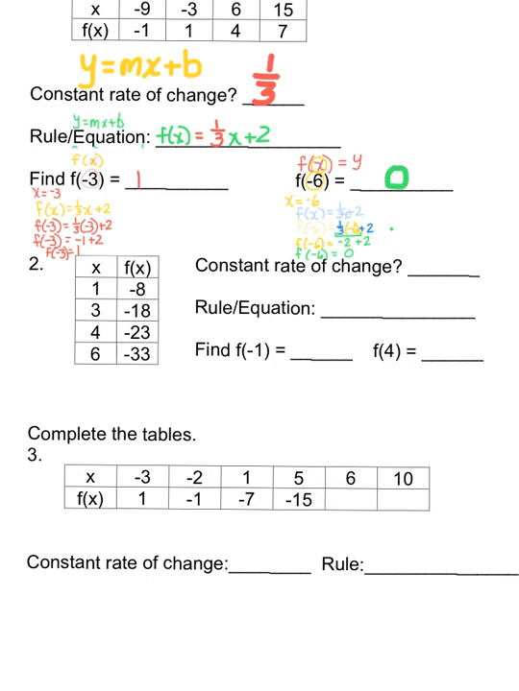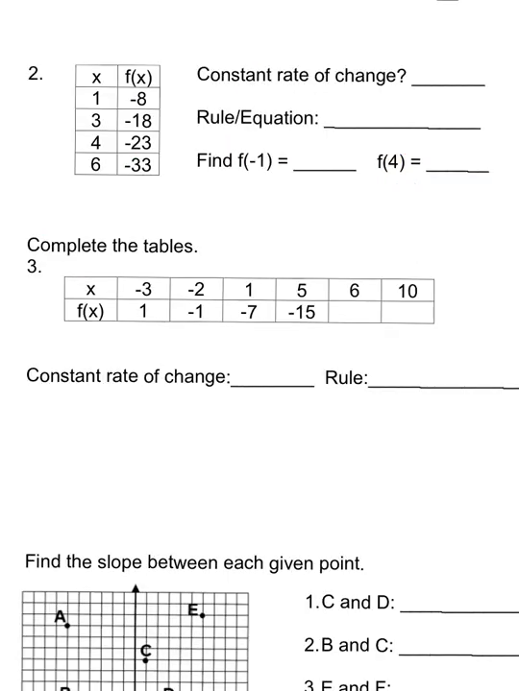display the y value. For number 2, our constant rate of change is also known as the slope, m, or in your calculator it's known as an a, and you will find that it is -5.